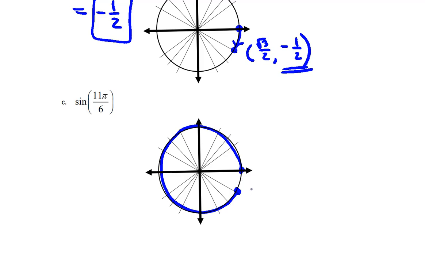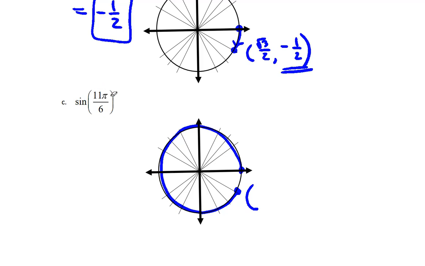And the coordinates of that place are actually the same as they were in the previous example. Notice it's the same point. So if you were to consider the stopping point where we just ended, it's the same as the stopping point where we ended in the previous example, even though the t value was different. Now it's 11 pi over 6.